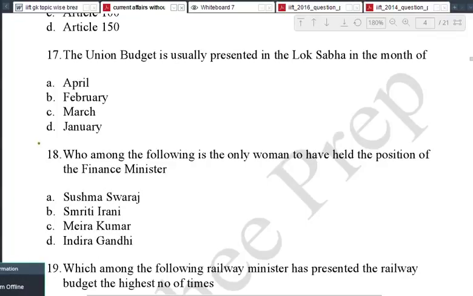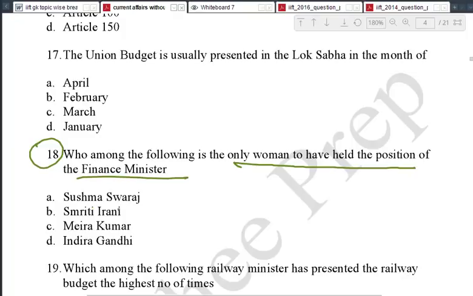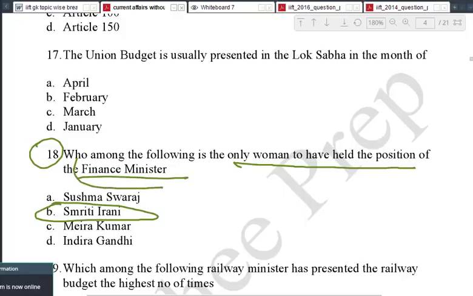The 18th question. Who among the following is the only woman to have held the position of finance minister? Smriti Irani. Are you sure that she was? Do you think she was the finance minister? I doubt it. She was never the finance minister. Meira Kumar was also not the finance minister, I doubt. I think Indira Gandhi. She has handled all kinds of portfolios. She has been the finance minister, the prime minister, the defense minister.